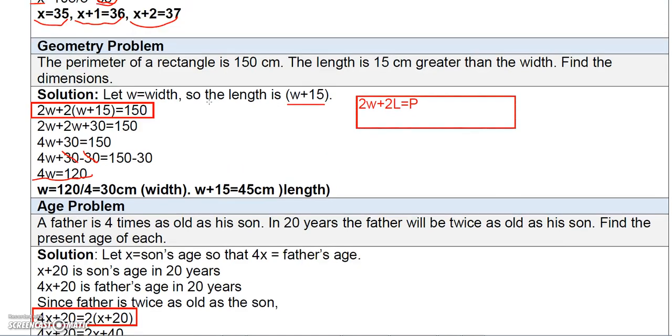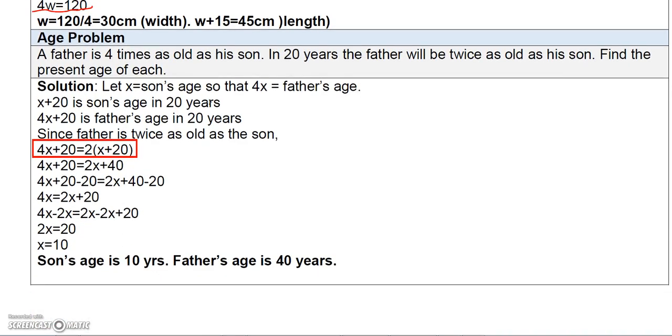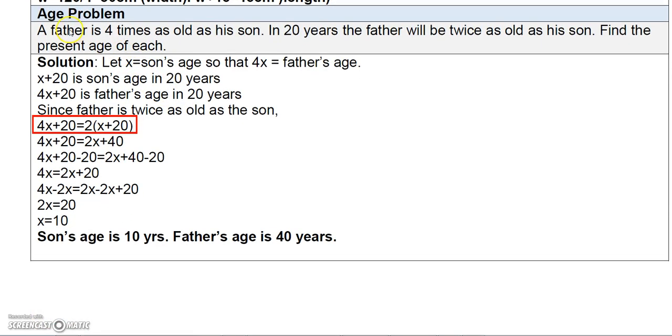All right, now we're going to do an age problem. Okay, so this one says a father is 4 times as old as his son, and in 20 years the father will be twice as old as his son. Find the present age of each. Okay, so right now the father is 4 times the age of his son. So let's let x equal the son's age, and then if the father is 4 times the son's age, we can say 4x is the father's age.